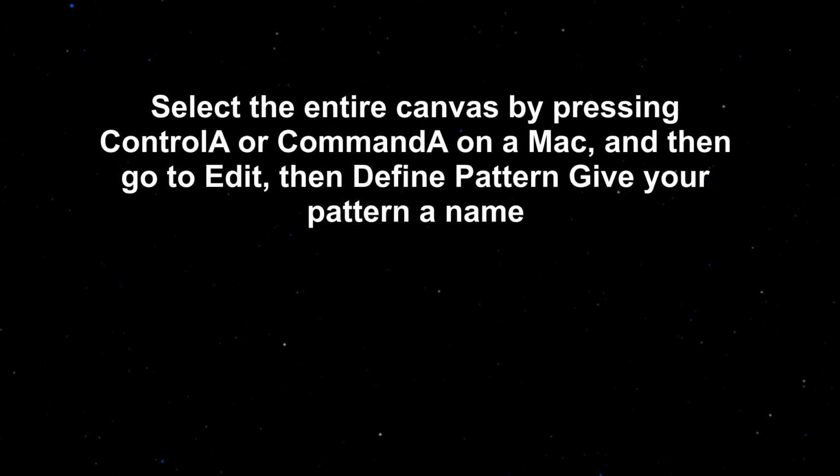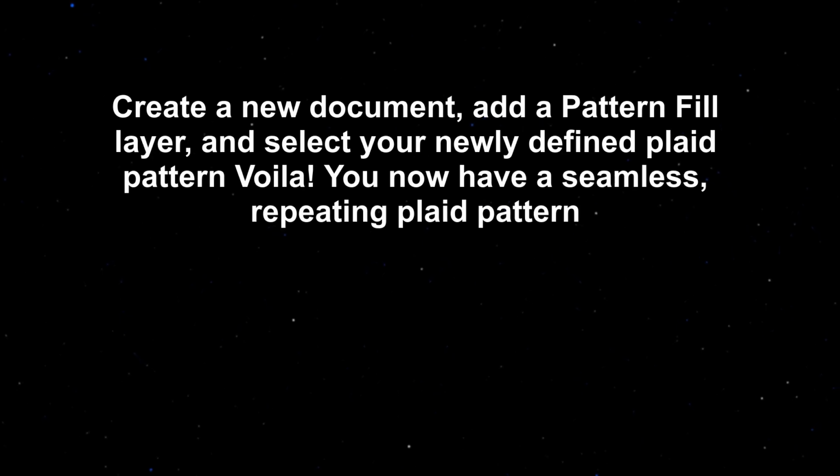Select the entire canvas by pressing Ctrl or Command on a Mac, and then go to Edit, then define pattern. Give your pattern a name. Create a new document, add a pattern fill layer, and select your newly defined plaid pattern. Voila! You now have a seamless, repeating plaid pattern.